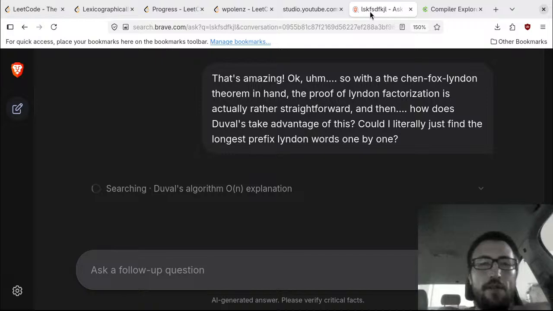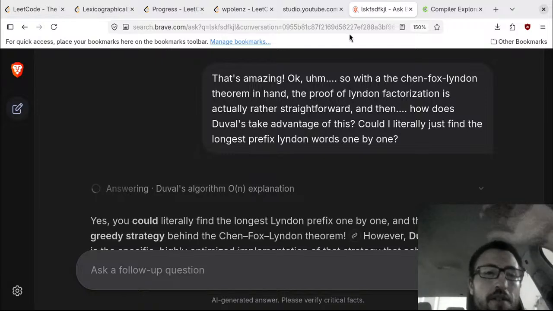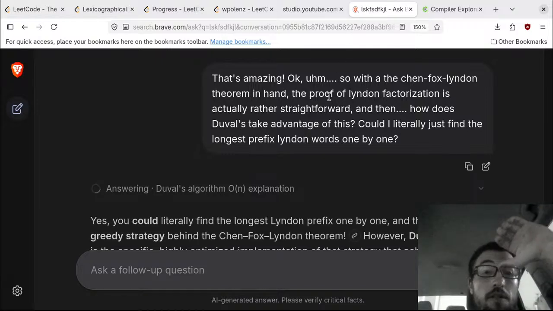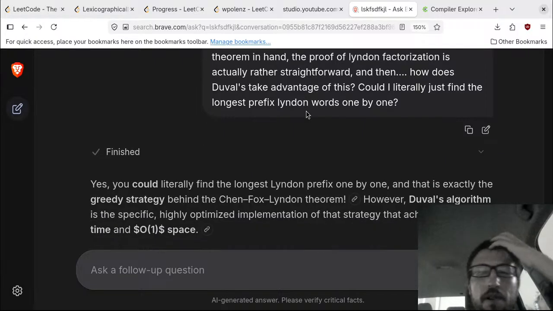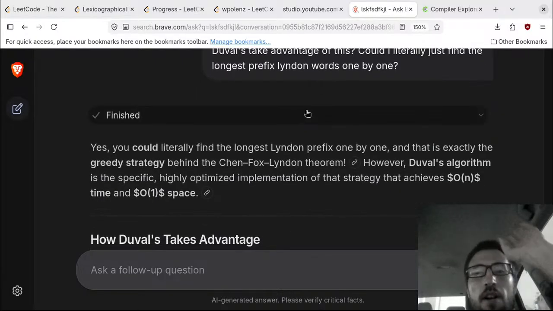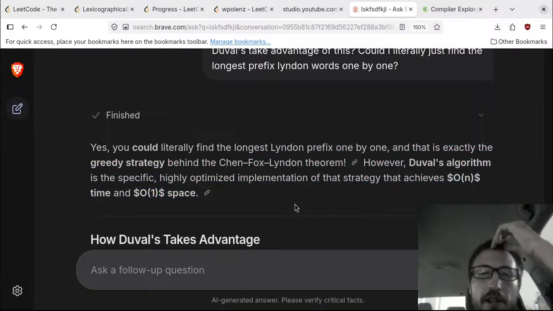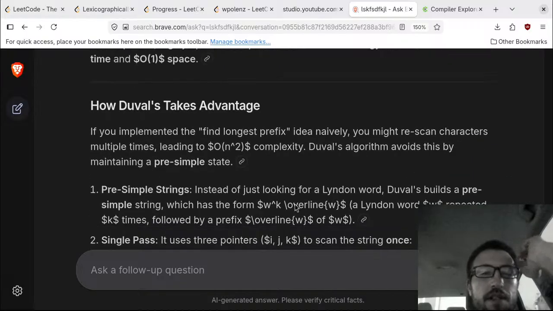Okay, so that's the Chen-Fox-Lyndon theorem. That's pretty good. You could literally find the longest Lyndon prefix one by one, and that is exactly the greedy strategy behind the Chen-Fox-Lyndon theorem. However, Duval's algorithm is the specific, highly optimized implementation of that strategy that achieves linear time and constant space. How Duval's takes advantage.